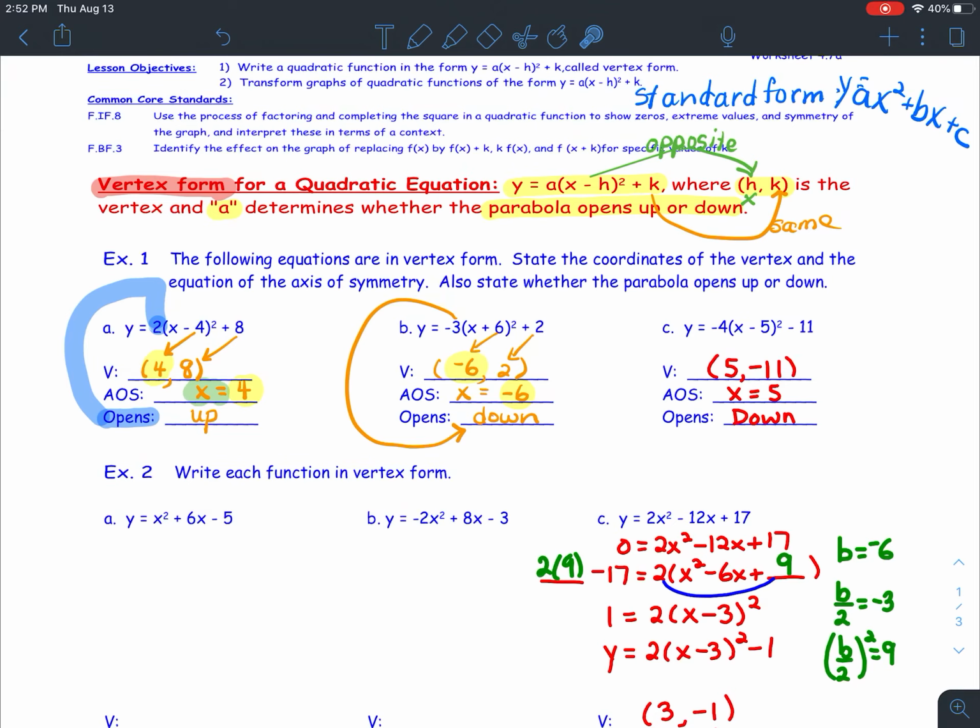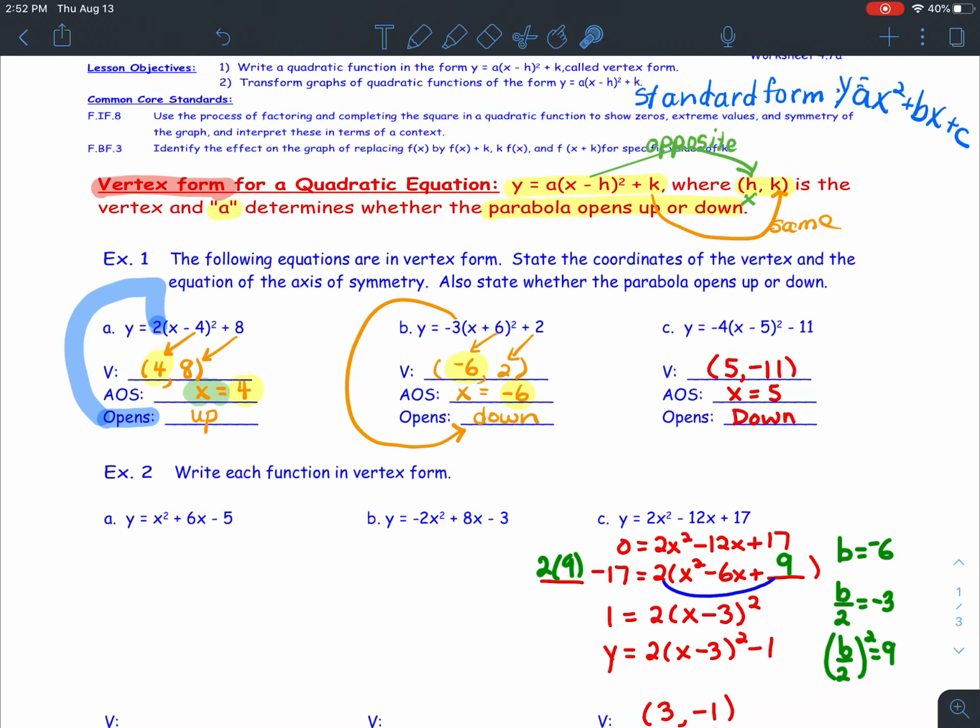Okay. All right, that was just to get you kind of comfortable with if an equation is already in vertex form, are you comfortable pulling the coordinates of the vertex out of the equation and the axis of symmetry, and then also looking at that a value to tell you whether it's opening up or down. Okay, what we're going to spend our focus on, and this is where completing the square makes a slight appearance, is what if your equation starts out in this standard form, ax squared plus bx plus c, and we want to rearrange it into this vertex form.